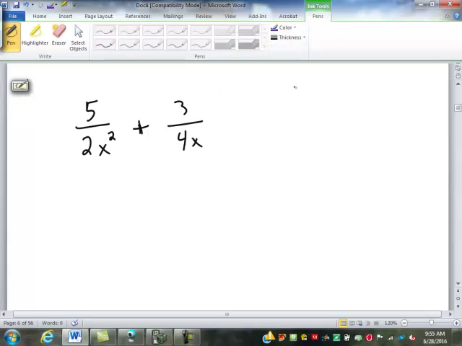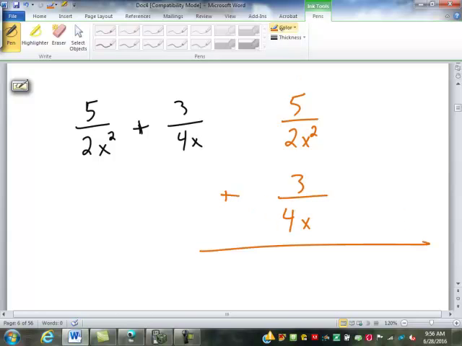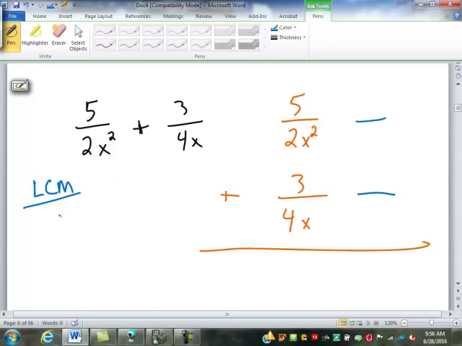Something like this. Now, if I'm adding these, first thing I'm going to do is set them up vertically just because that's how I think when I add. But I do need to find a common denominator. Remember, a common denominator is the least common multiple. And I'm finding the least common multiple of what two numbers?